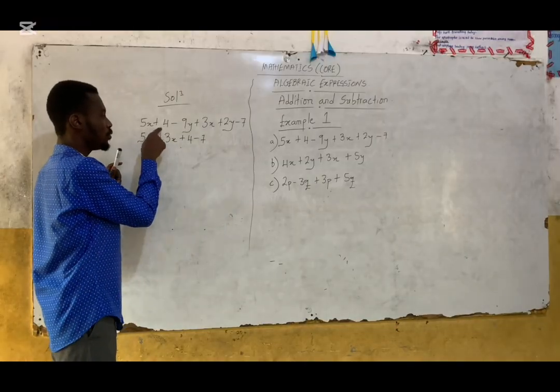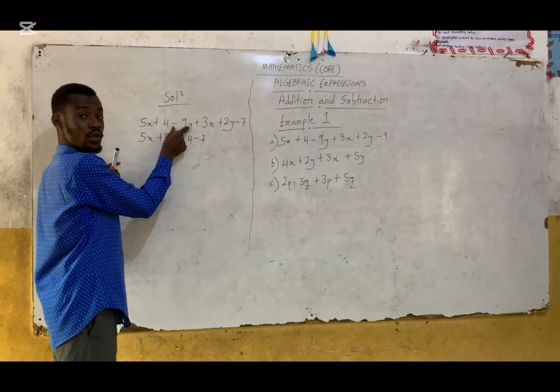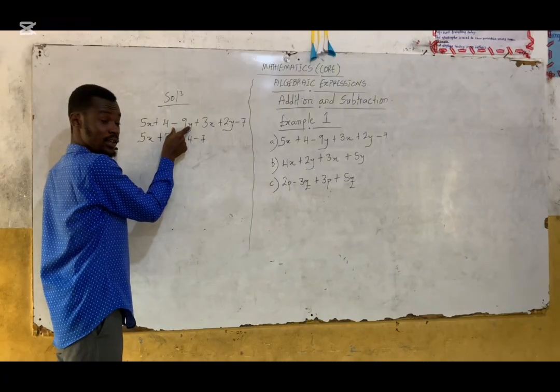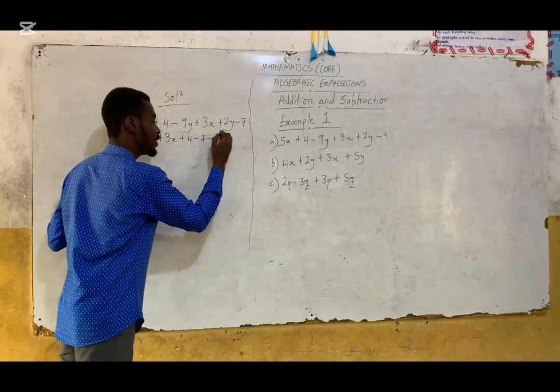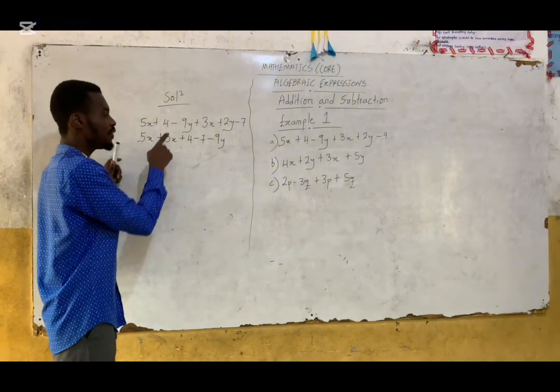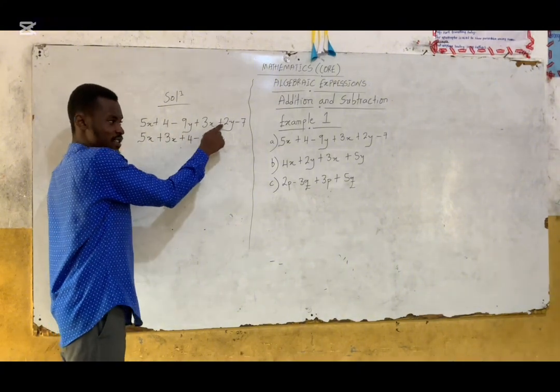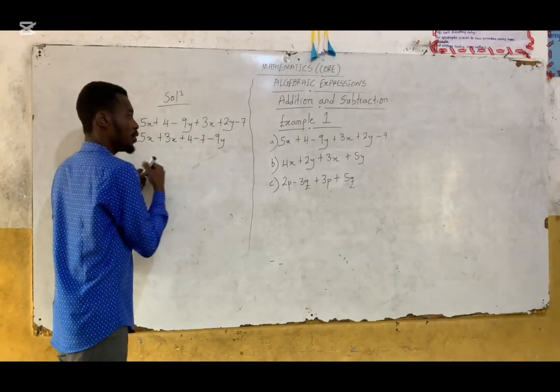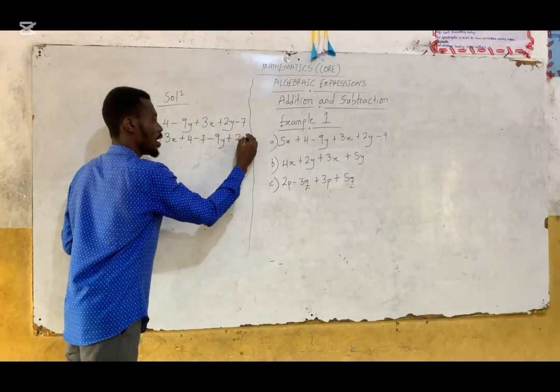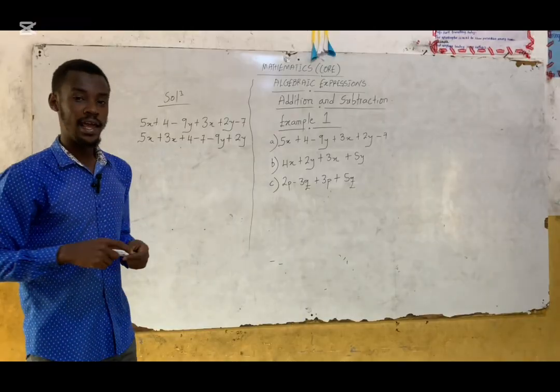We are done with 5x, we are done with 4. The next one is going to be negative 9y. So you write it, negative 9y. Who will be a family to negative 9y? That will be positive 2y. Are we okay? Positive 2y. We are done grouping like terms.